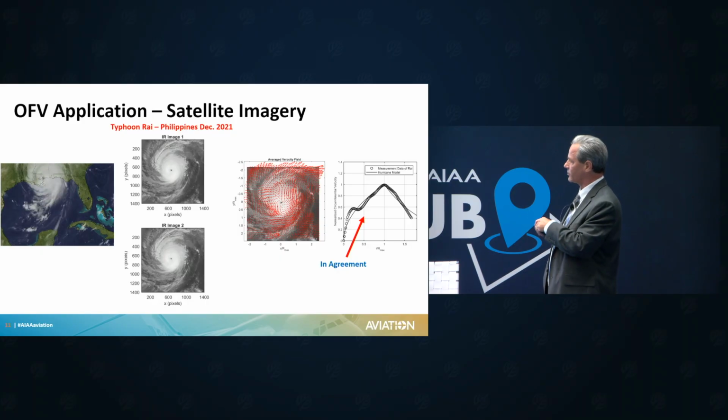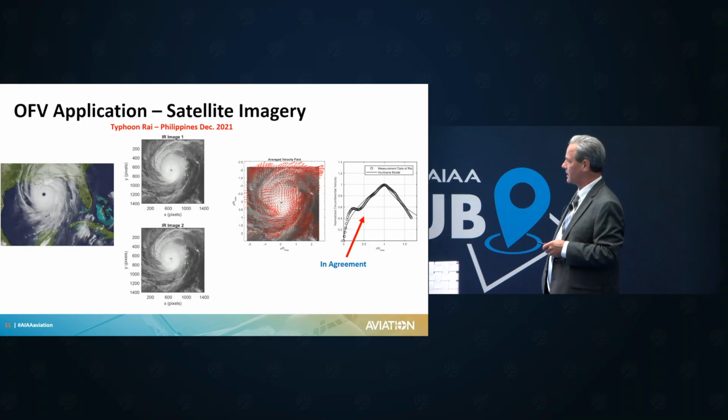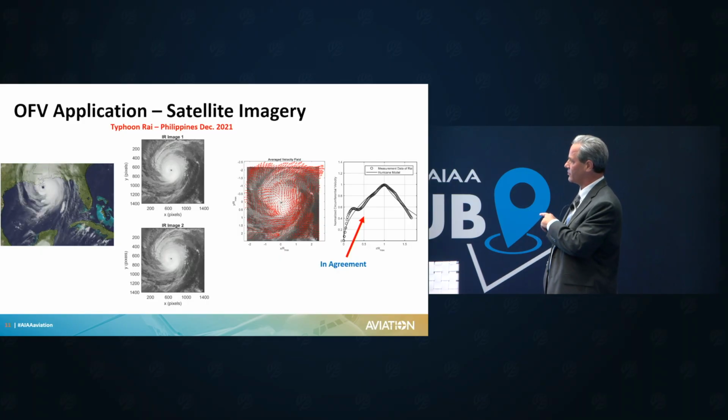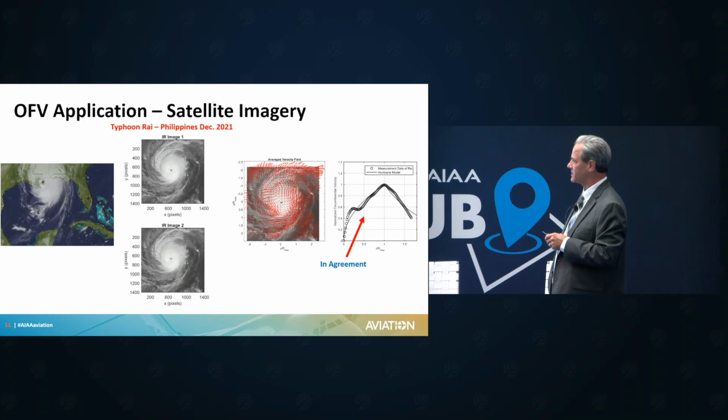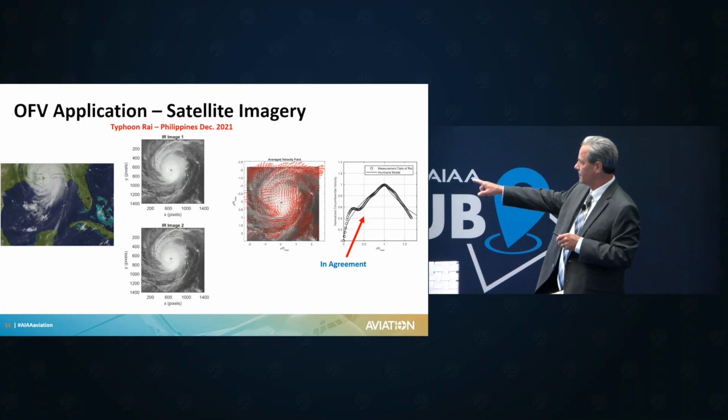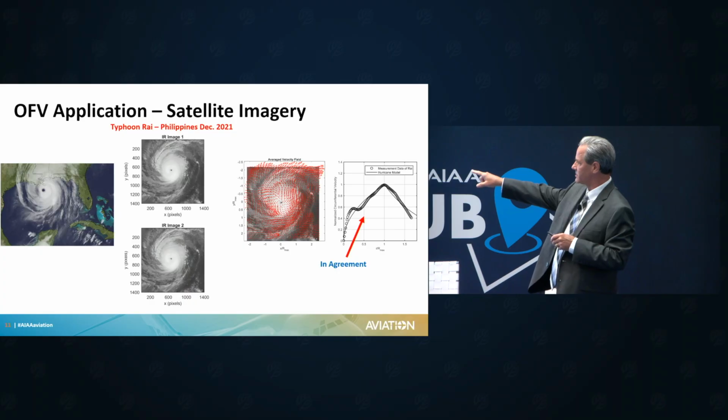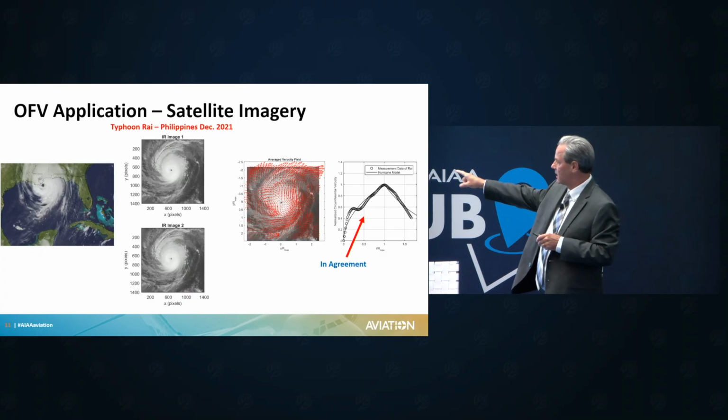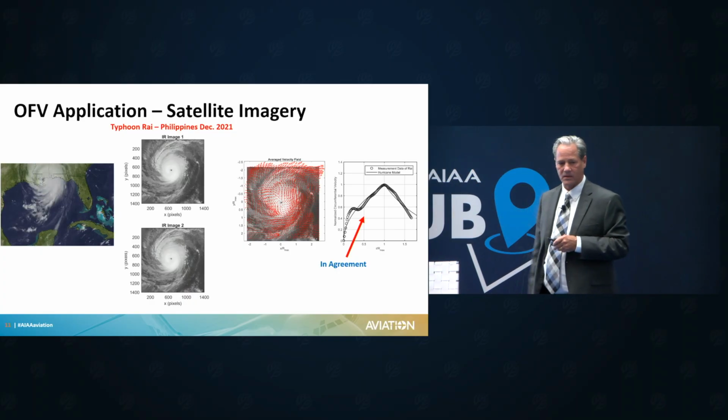And then we're able to run it through the image processing program, and we were able to calculate the average velocity field. And you can see that the hurricane model versus the measured data, it's almost an identical curve.